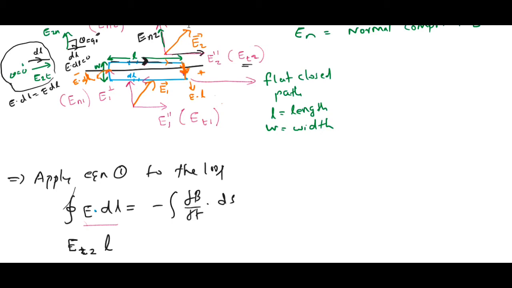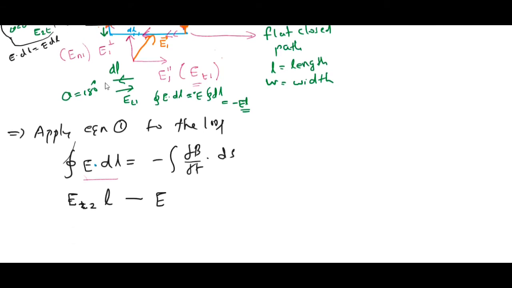The contribution from these two sides is 0. Okay, fine. Now let us come to the third side. Here we take the length element dl. The tangential component of the electric field is in the opposite direction to the length element dl, so theta is equal to 180 degree. Therefore, E dot dl is E dl cos 180, that is minus E T1 L. So the contribution is minus E T1 L.